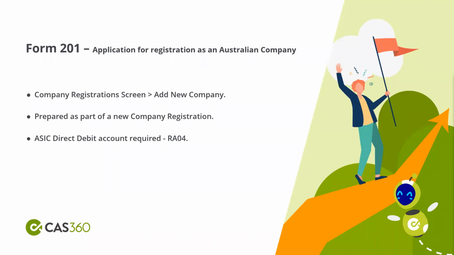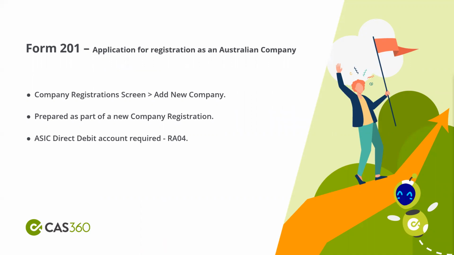But as a quick overview, if you were looking to prepare one of these forms, it's done via the company registration screen, where you can then add a new company. You go through the process of entering all the details for that company, and then you can choose to prepare the forms. Now, please note that the ASIC direct debit account is required for company registrations. So that is the RA04. That is required before you actually go through the process of completing that Form 201 and lodging that one.